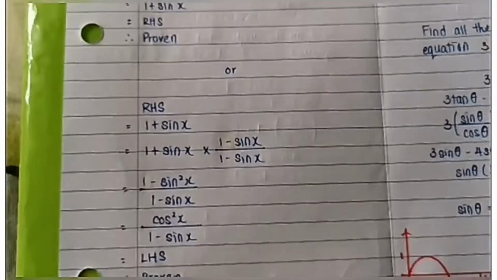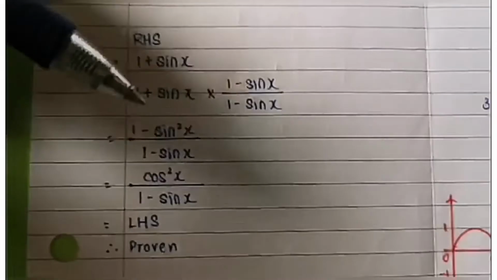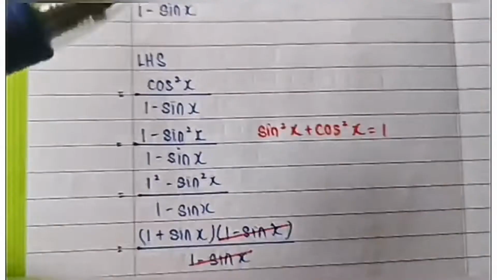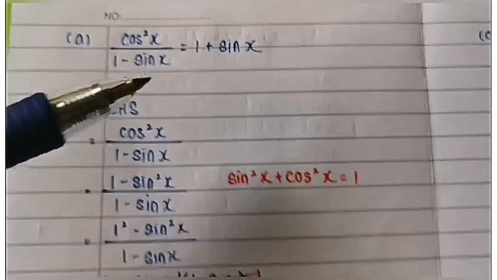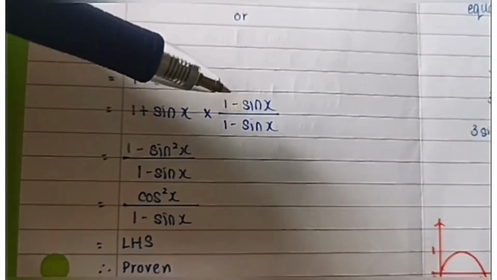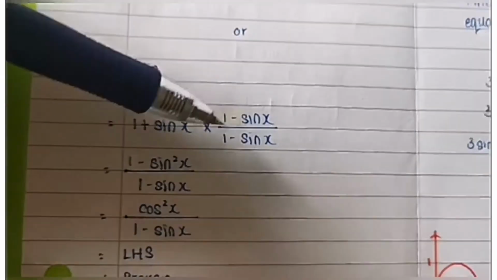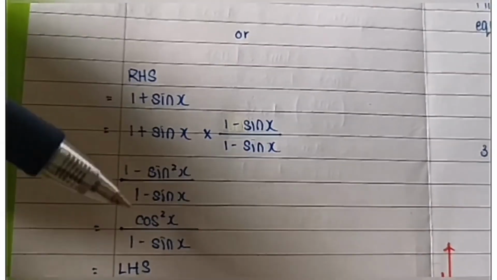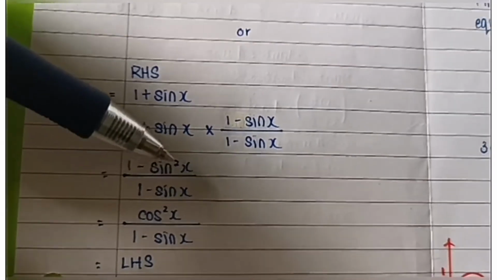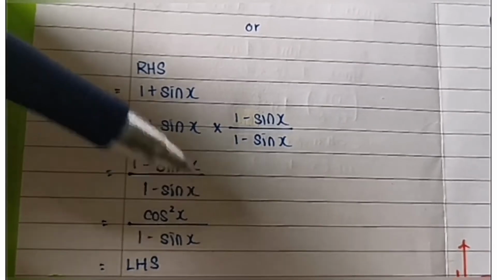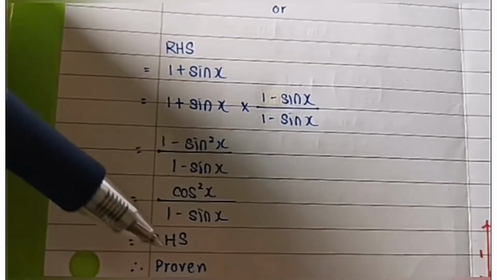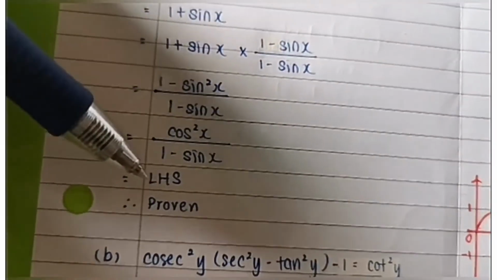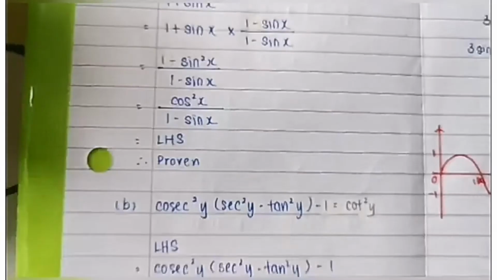Or we can start from the right hand side. So right hand side is 1 plus sine x. You see the left hand side has this denominator 1 minus sine x. So we add that denominator first. So we need to multiply by 1 minus sine x over 1 minus sine x. Then you will get 1 minus sine square x over 1 minus sine x. 1 minus sine square x equals your cosine square x. So you will get the left hand side and it is proven.